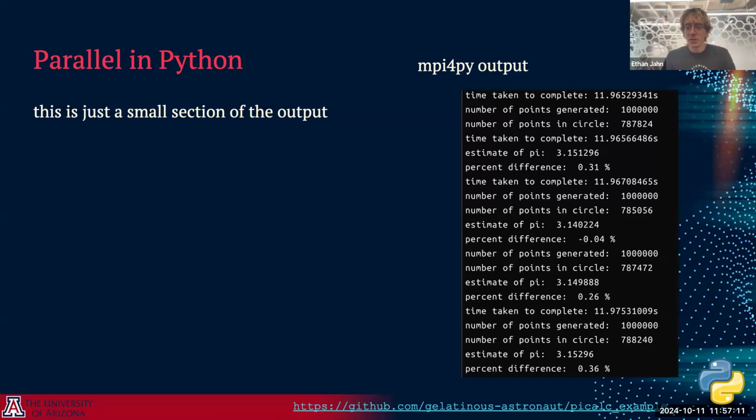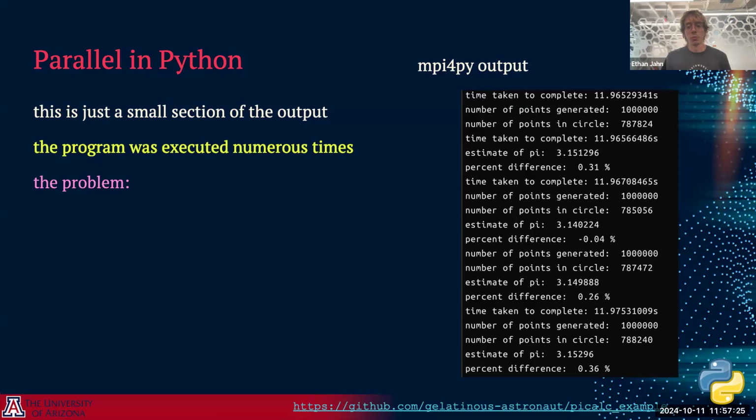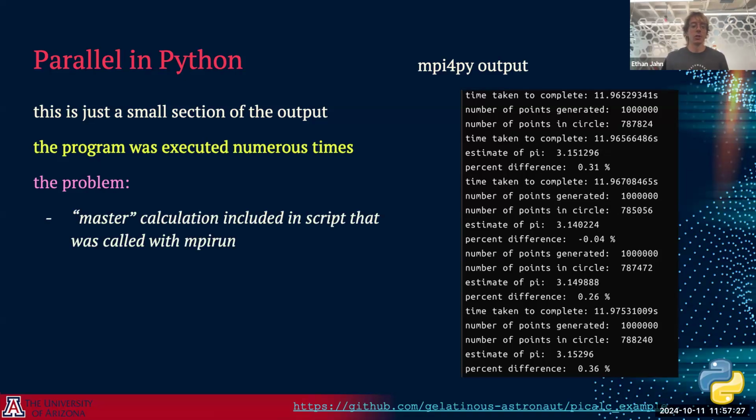So here's the output you see on the right-hand side. This is just a small section. The program was executed numerous times. So what you're seeing here is that section of the code that's outputting the result, but it's being output multiple times. So the problem here is that the master calculation was included in the script that was called with MPI run. There could be a cleaner way of doing this in which the master calculation is invoked elsewhere.